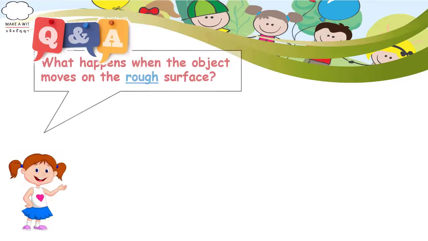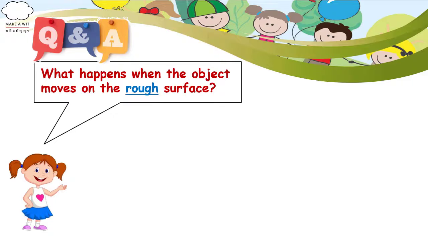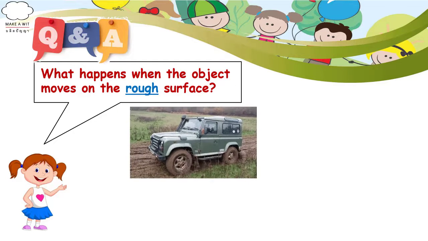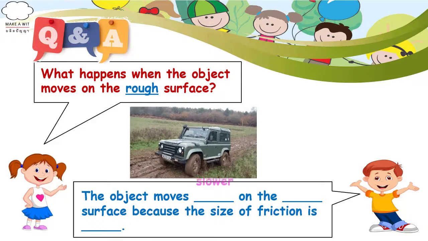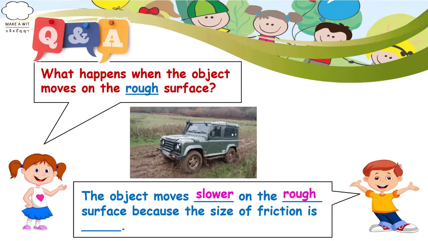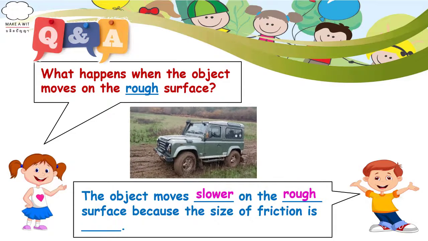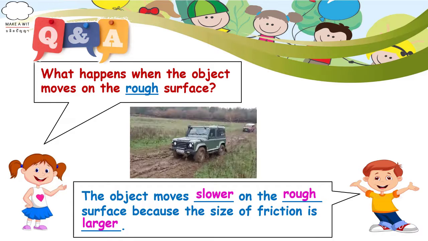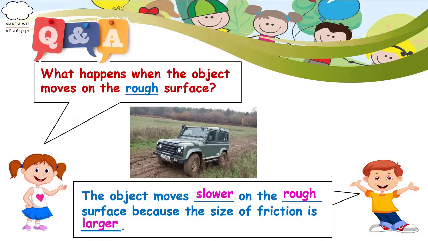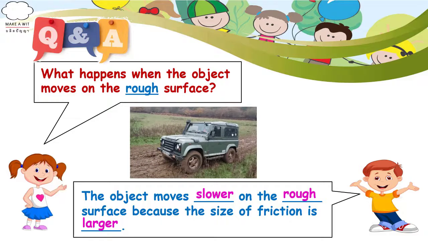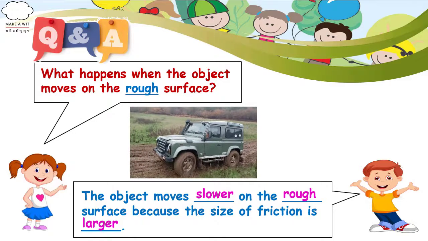What happens when the object moves on the rough surface? Look at the picture. This is the rough surface. So the object moves slower on the rough surface because the size of friction is larger. Again, the object moves slower on the rough surface because the size of friction is larger. Very good. Okay.